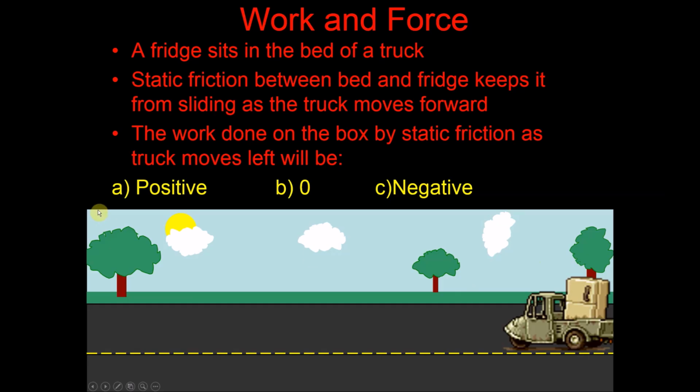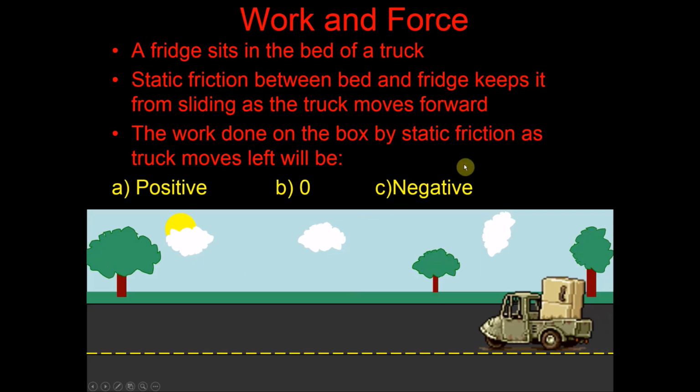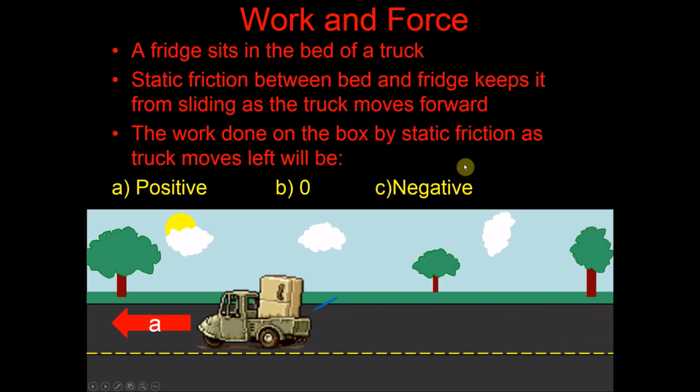The work done on the box, which is essentially the fridge, by static friction as the truck moves from the right to the left, will be, so we have to stop and think about this, A, positive? B, 0? Or C, negative? Now this truck is moving in this direction with some acceleration. We're going to have a mu s here, some coefficient of friction, and of course some frictional force, which is going to hold this fridge in place.